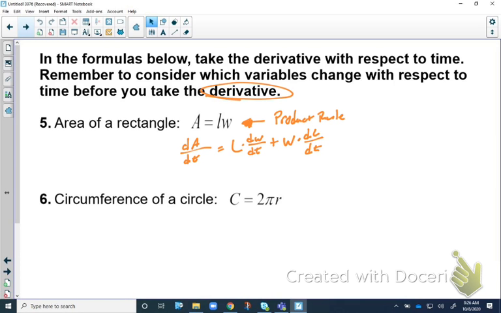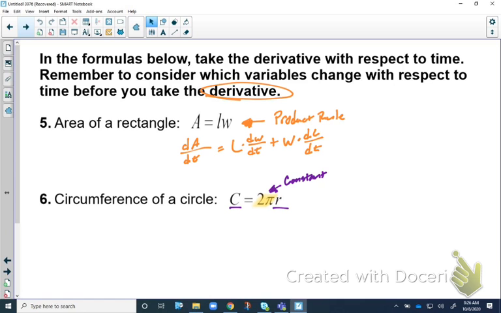Moving on to the next one, we're going to look at the circumference of a circle. Now the 2 and the 2 pi, this is just considered a constant. So the 2 pi, that's just a number. That's what we would think of as a constant in the equation. And the only variables that we have are the C for circumference and r for the radius. So those are the things that we will actually be doing the derivatives of.